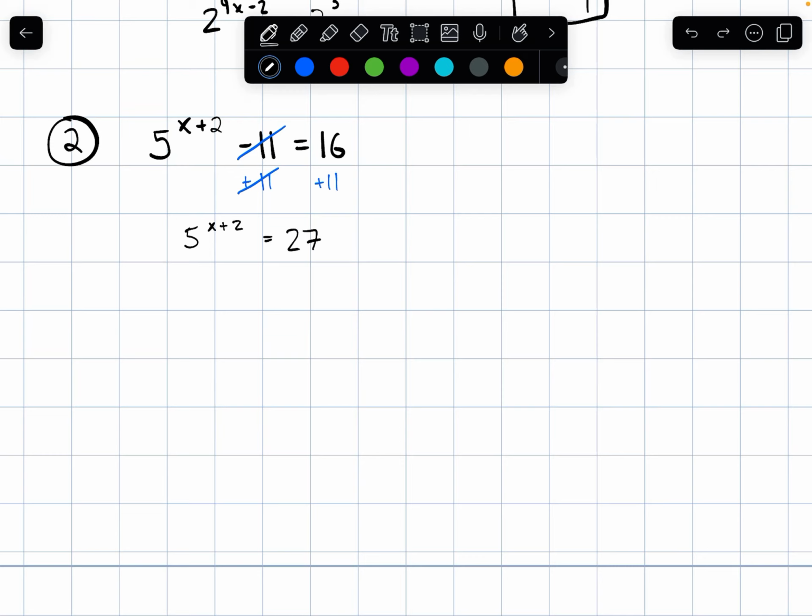So I'm going to try to think about, do I want to do step 1? Well, method 1, I'm trying to get the same base. But there's no way I could get a same base with the number 27, right? It's 3 to the 3rd power, but 3 and 5 are different numbers. So I can't get the same base using method 1, which means I'm going to use method number 2.